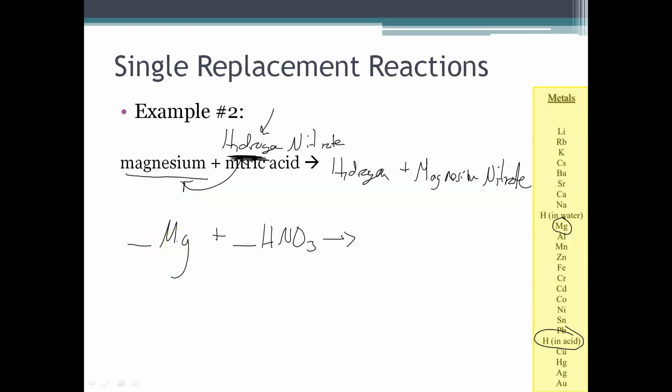Magnesium plus nitric acid gives you hydrogen. Now remember, hydrogen is diatomic, so it's H2. It's by itself. And then magnesium nitrate. So it's Mg(NO3)2. Go through and balance it. I think all we need to do is that. And we're done. Okay, that takes care of example number 2.